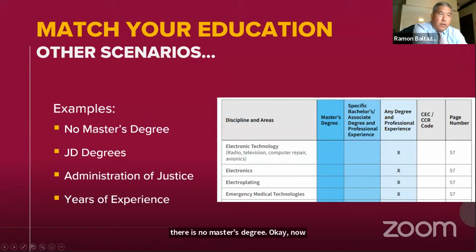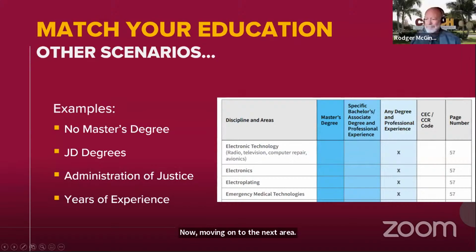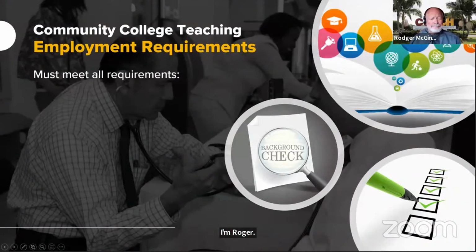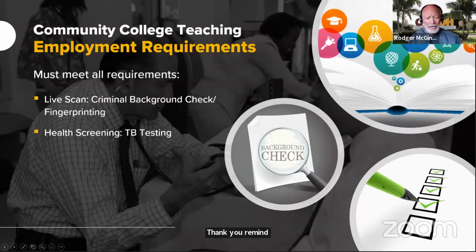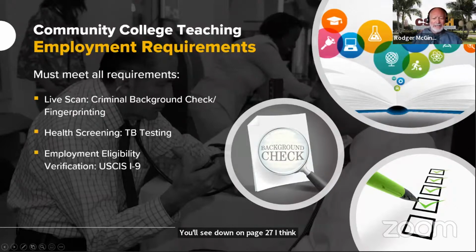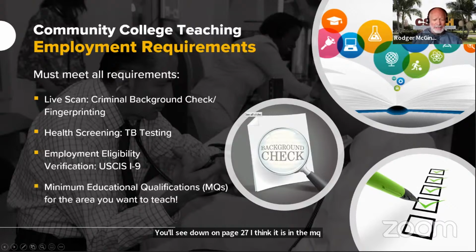Now, moving on to the next area, Rodger. Thank you, Ramon. You'll see down on page 27, I think it is in the MQ handbook, is the alphabetical listing of disciplines that require a master's degree.